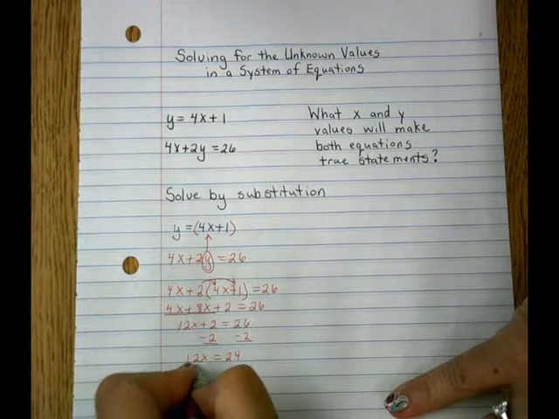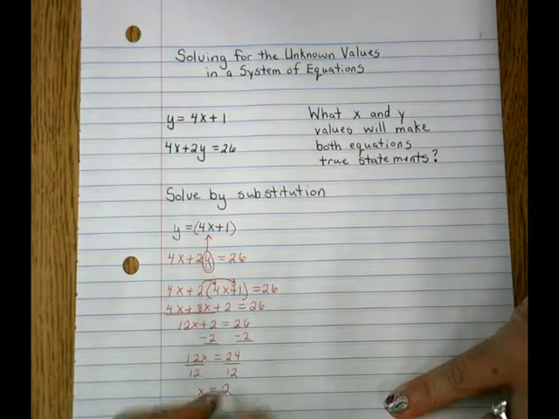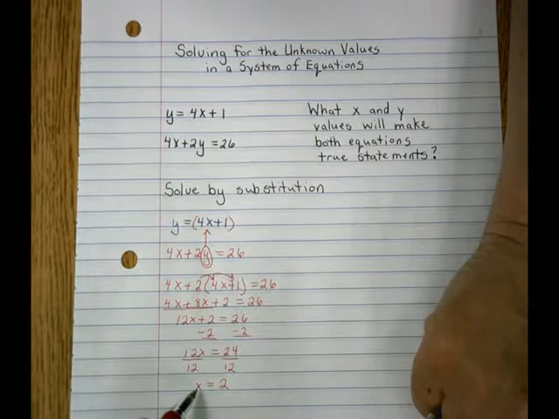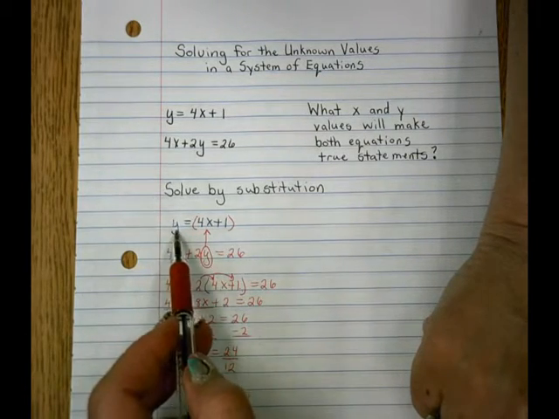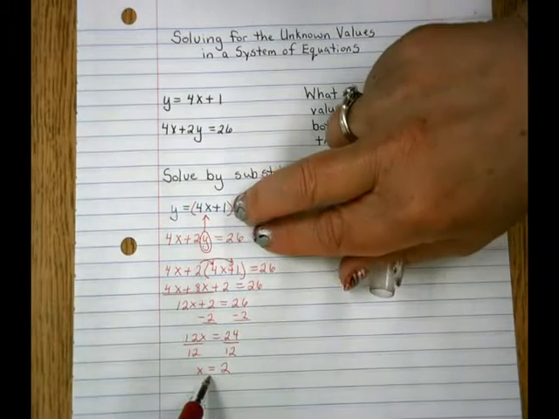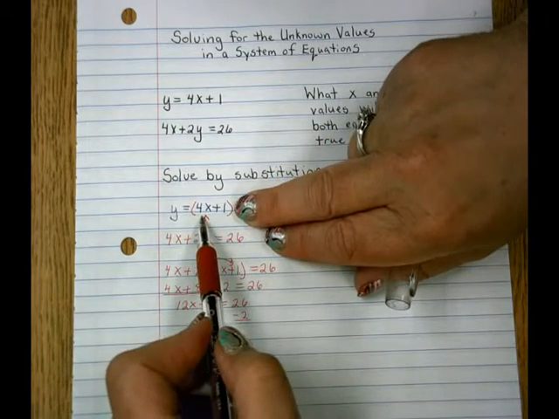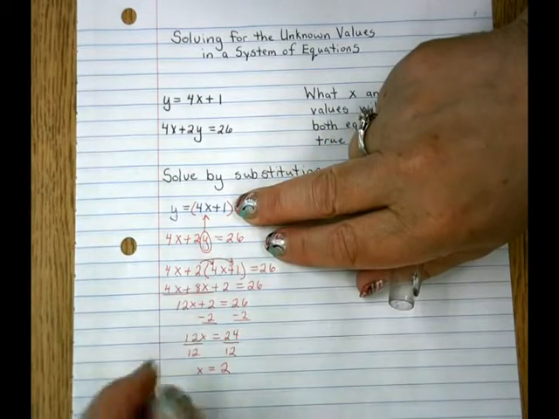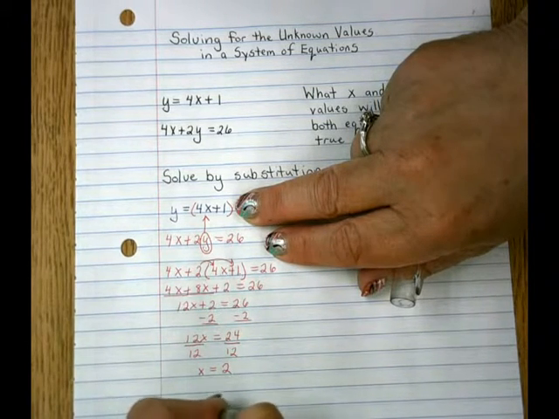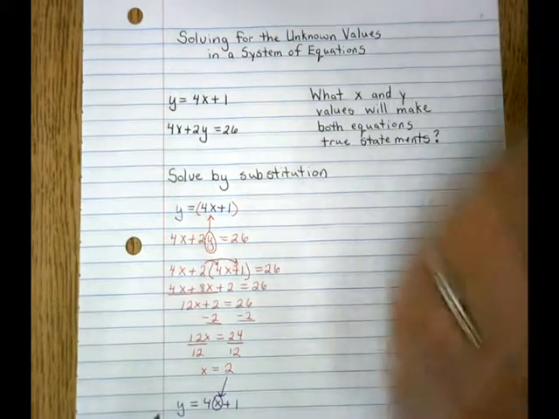I'm going to solve that two-step equation by subtracting 2 on both sides. And then I'm going to divide both sides by 12, and I get x equals 2. But I haven't completely solved it because I need a value for x and a value for y. So now that I know what x is, I can choose either of my original two equations and figure out what my y is. I'm going to use this first equation, y equals 4x plus 1. I'm going to substitute this 2 in for x.